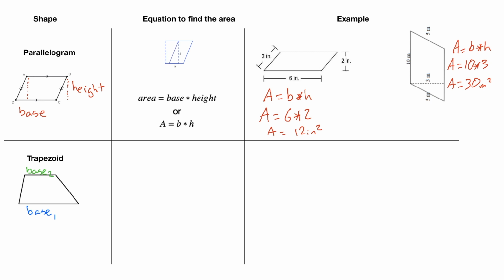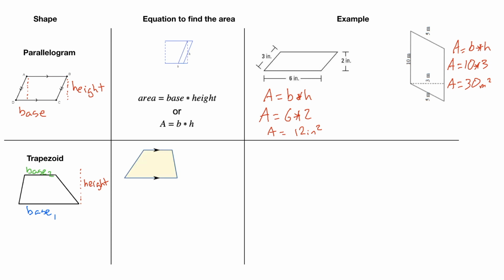Now, technically, you could flip that trapezoid upside down. So we'll define one as base 1, one as base 2. It really doesn't matter which one you call which at the end of the day. And then the third measurement that we need to know is that height measurement, which again is going to be the measurement straight up and down. That's our height right there.